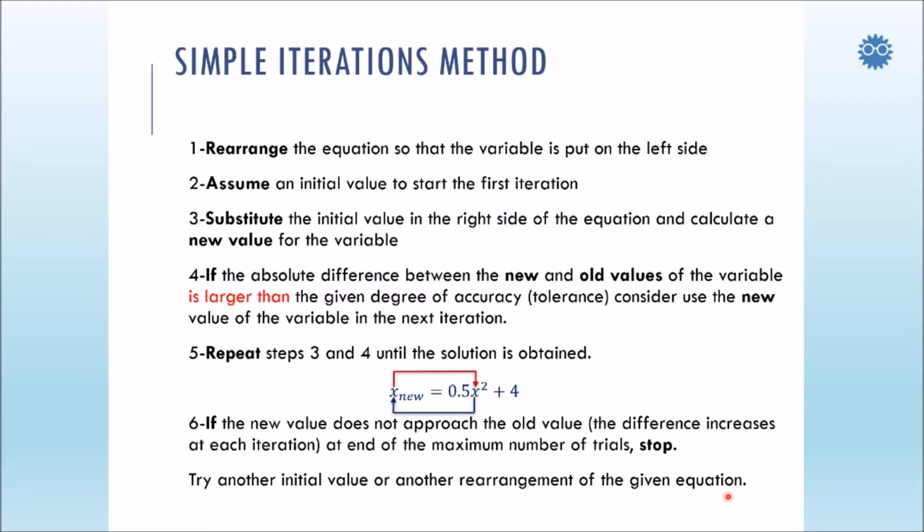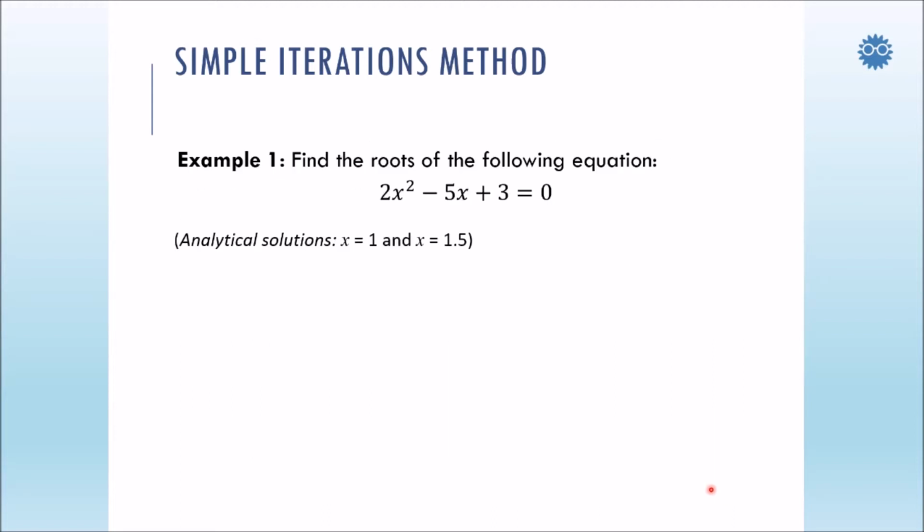Now, let's see this algorithm and how to be coded in MATLAB Octave by solving this problem. Find the roots of the following equation: 2x squared minus 5x plus 3 equals to 0. We have two roots, x equal 1 and x equal 1.5.